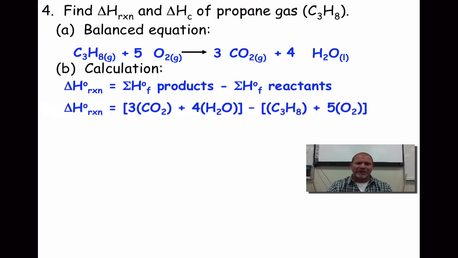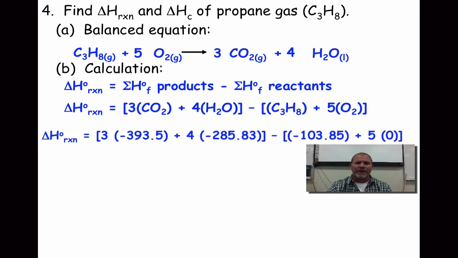So I have my 3 carbon dioxides plus my 4 waters, those are my products, minus my 1 propane and 5 oxygens. Again, oxygen is a standard state, has a value of 0. So I look at my carbon dioxide and water, I will provide those for you. As you can see, I don't even show kilojoule per mole because I just know that my final answer for heat of reaction will be in kilojoule.